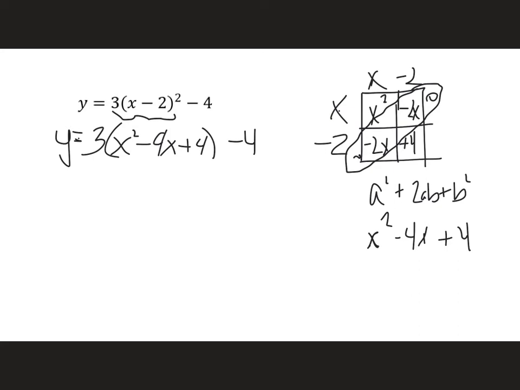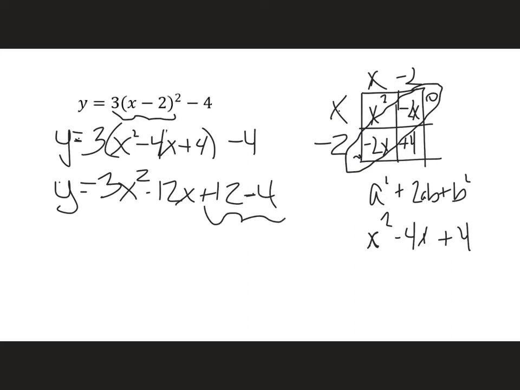That kind of looks like, let me fix my handwriting here, that's a 4. So the next thing we would want to do is distribute. So y equals 3x squared minus 12x plus 12 minus 4. And now we would combine like terms, which the only like terms we have would be these constants. So our standard form would be y equals 3x squared minus 12x plus 8. So vertex to standard.